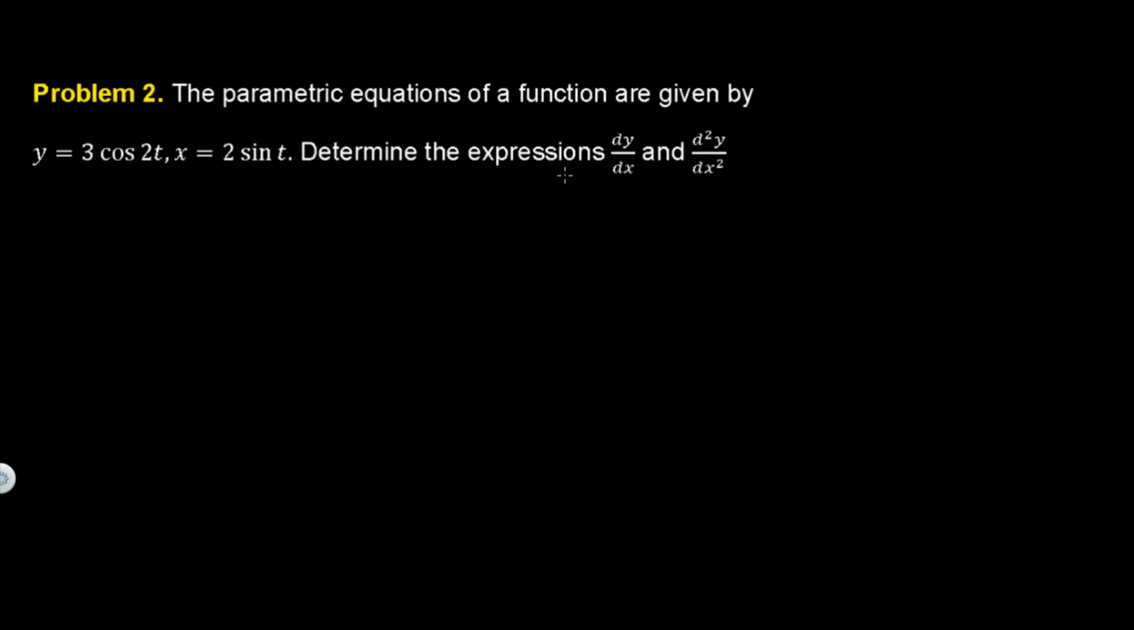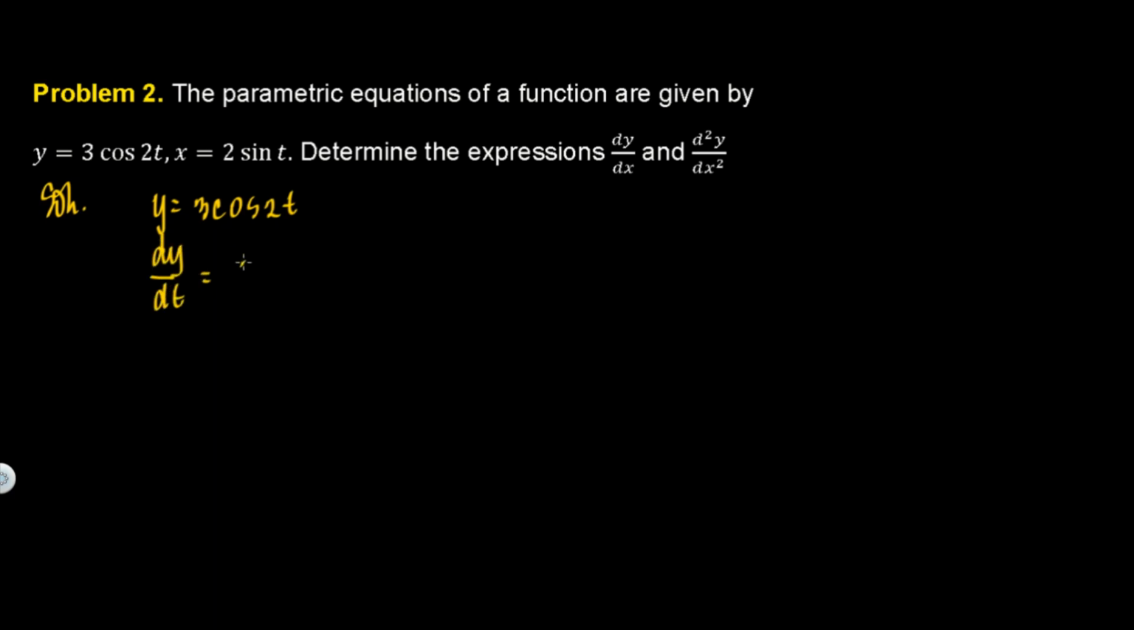Okay, problem 2. The parametric equations of a function are given by y equals 3 cosine 2t, x equals 2 sine t. Determine the expressions dy over dx and d square y over dx square. So first differential and the second, no? Okay, so for the solution, y equals 3 cosine 2t. The third variable is t, no? This is the parameter. So we differentiate this with respect to t.